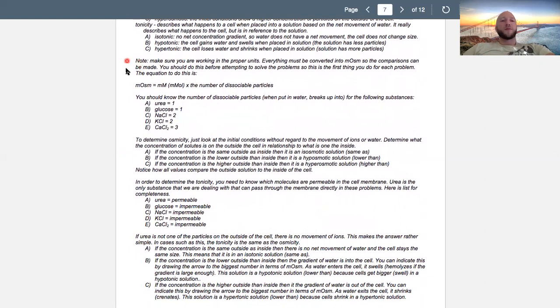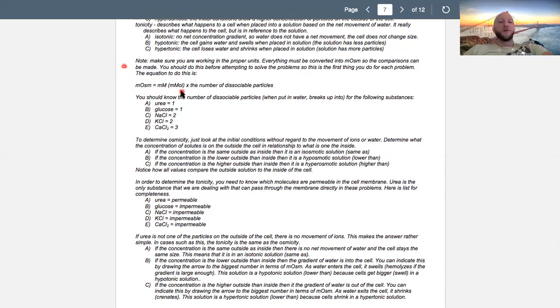This is super important right here. Make sure you're working in the proper units. Everything must be converted to milliosmoles so the comparisons can be made. You should do this before attempting to solve the problem, so that the first thing you do in each problem is perfect. Know how to calculate milliosmoles. I do not provide an equation sheet for the lecture exam like I did for the lab exam.